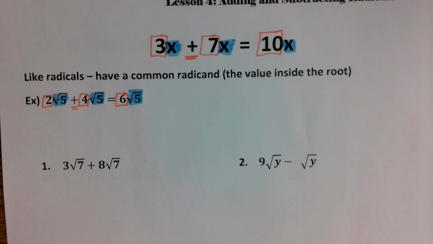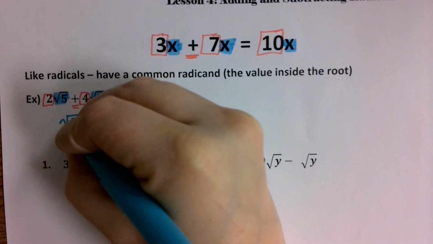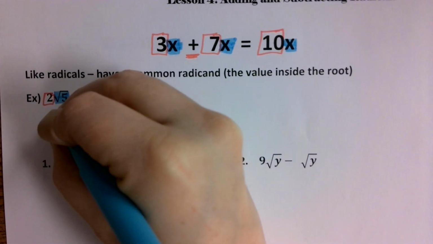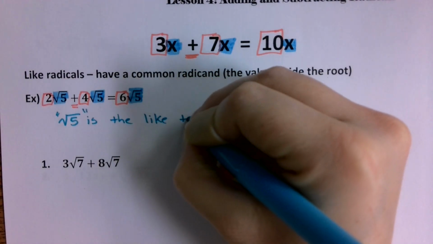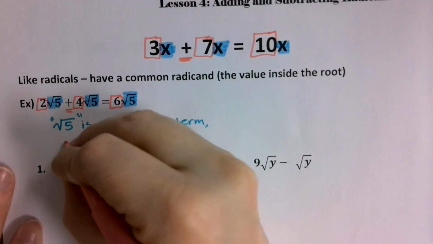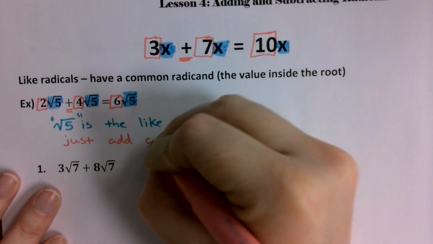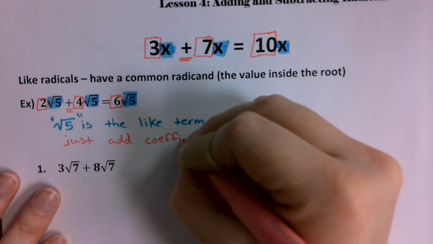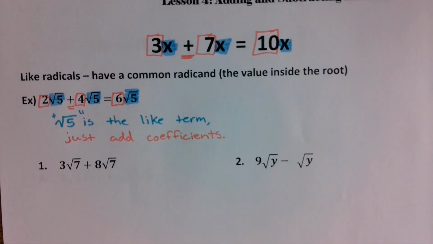Okay, and I'll even write that down. Square root of 5 is the like term. We're just going to add the coefficients. That's all we did. We added the coefficients. We kept square root of 5 as it was.